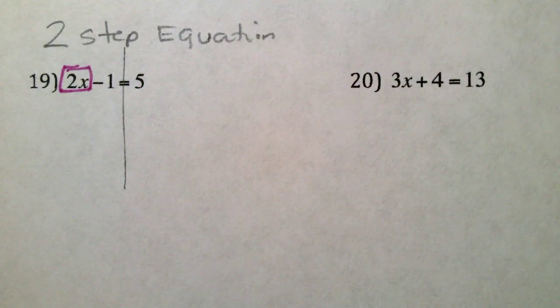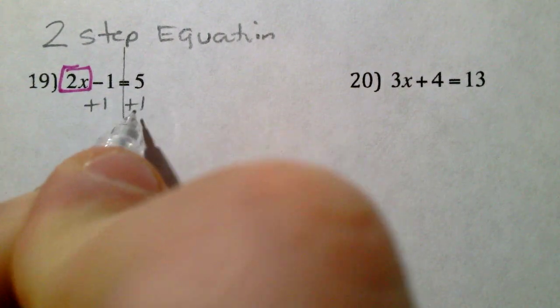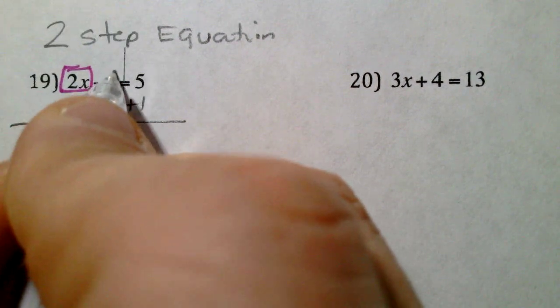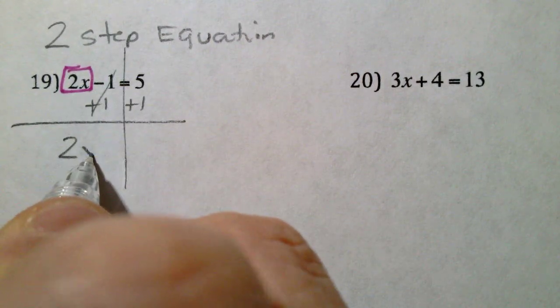Okay, so the first thing I have to do is get 2x all alone, because I've got to get the x person by itself. So I'm going to add 1 to both sides. Bring down. These cancel. They add to 0.